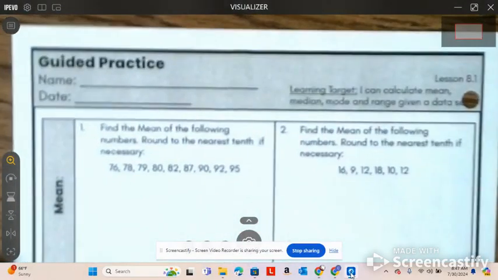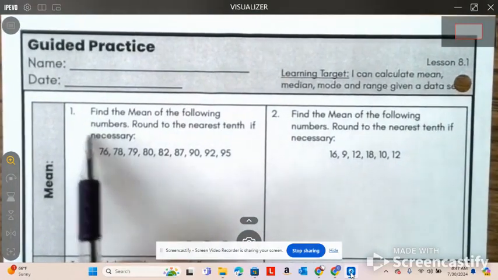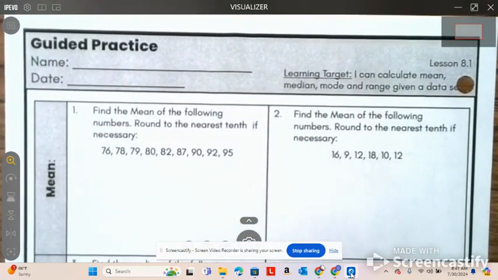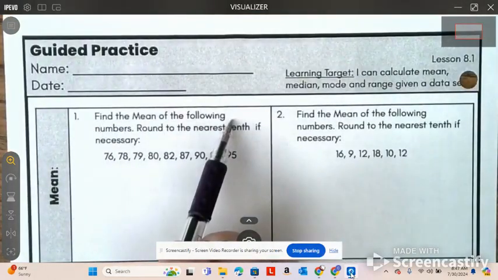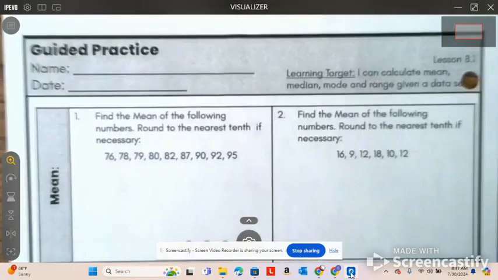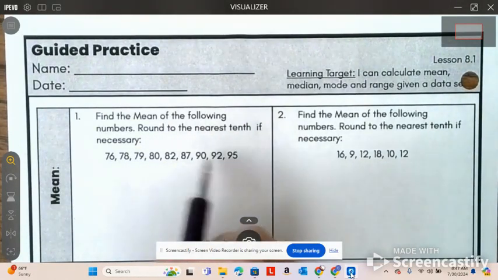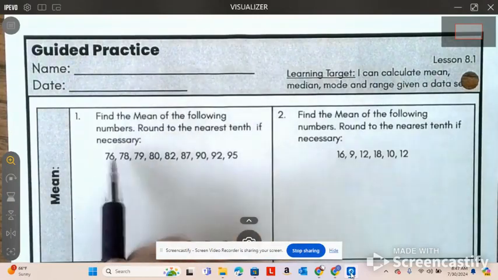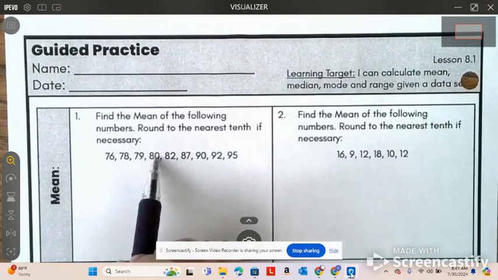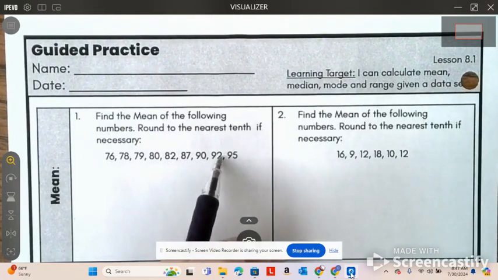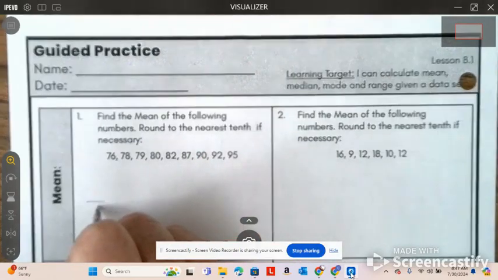Alright, we're going to do a couple of the guided practices here on this video. For this first set right here, we want to find the mean, median, mode, and range. So in order to find the mean, we want to add up all the values together and figure out how many values we had. If I look at this list right now, I have 1, 2, 3, 4, 5, 6, 7, 8, 9 numbers. Okay, so over here I'm going to write divided by 9.